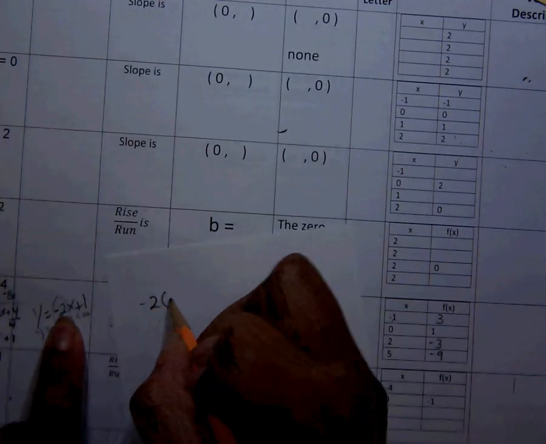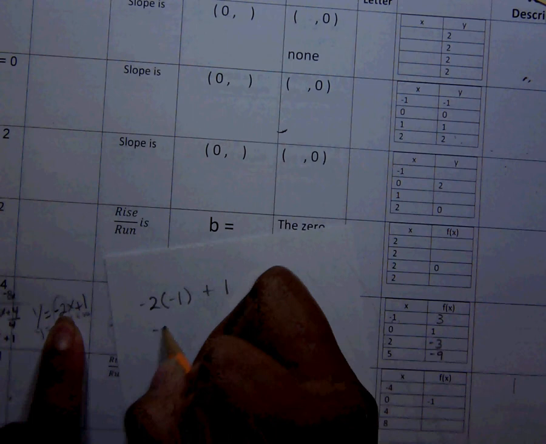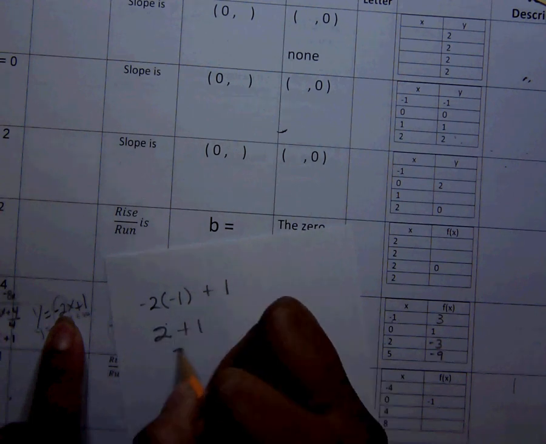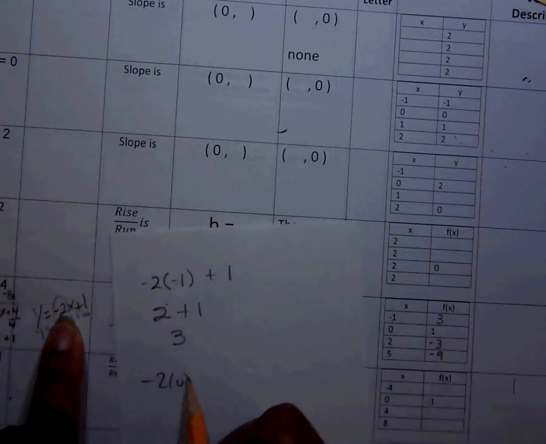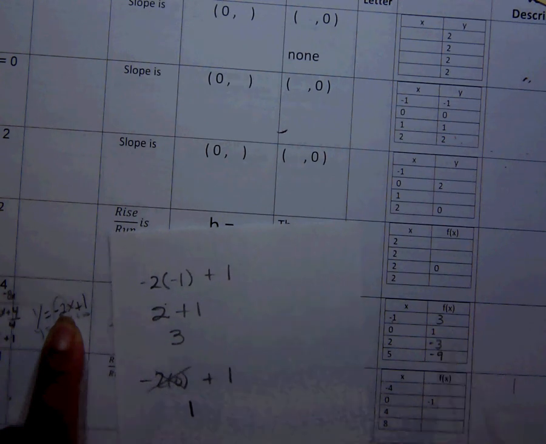So, real quick, negative 2 times negative 1 plus 1. Well, that's positive 2 plus 1, which is 3. And that's what we wrote. And then you could have plugged in 0. Negative 2 times 0 is just 0, plus 1 is just 1. And so on and so forth. And you could have gotten this for 2 and for 5.